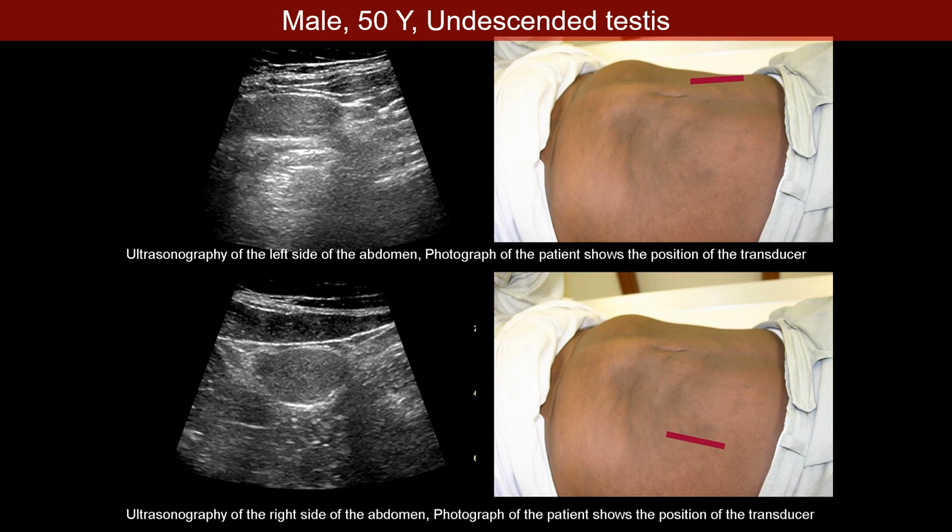Our next case is a 50-year-old male with bilateral undescended testes. We see here two ultrasonography images and a photograph of the patient with the position of the transducer noted on the photograph.